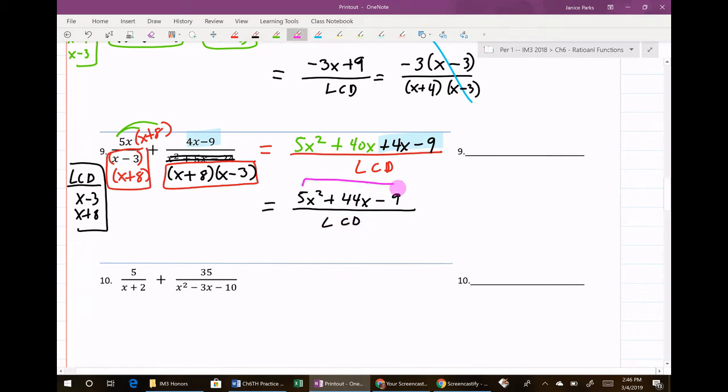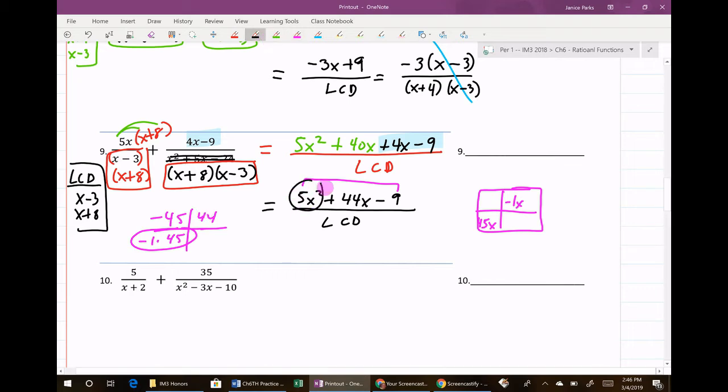This will factor because I can tell that that's negative 45, and I need to get 44. So it's going to be negative 1 times 45. So using the box method, I have to use negative 1x, positive 45x from here. And then I have the 5x squared, and I have the minus 9 from there. So here I can just take out an x only, and leaves me with 5x minus 1, and then that's going to be a plus 9.